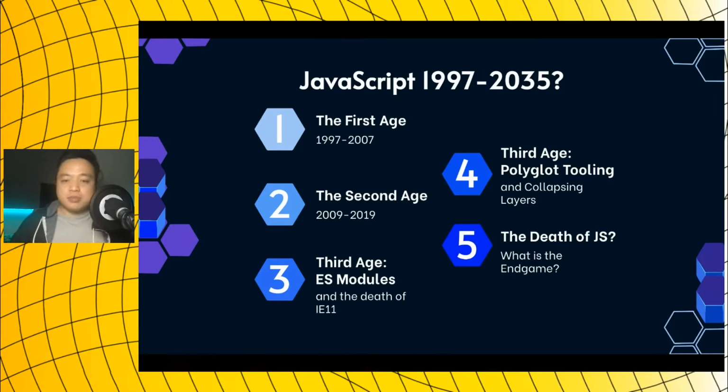And then the third age is split into part 3 and part 4, which is the two theses that I promote for what I think is going to happen in the third age, which is the rise of ES modules and the rise of polyglot tooling. And then finally, we'll speculate a little bit on how this ends. Like, nothing lasts forever, and JavaScript will have its end day, maybe.